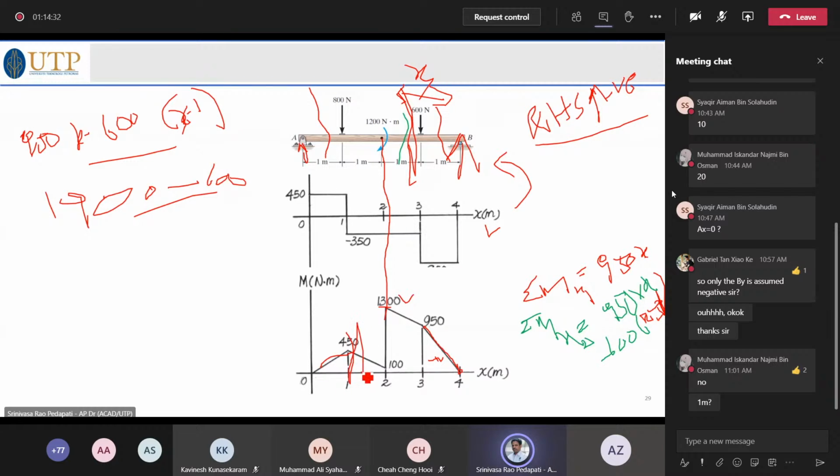Is it okay? You take another section here and consider the same section. Then it is 450 times x minus 800 times x minus 1. Similar to this, AY times x minus 800 times x minus 1. You write another equation and you get this 100 or something like that. You check and tell me, is it correct or is anything not matching your calculation?